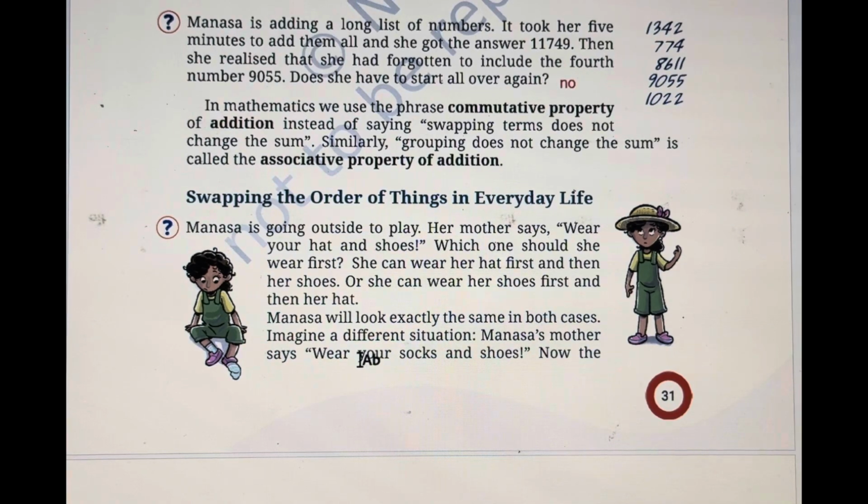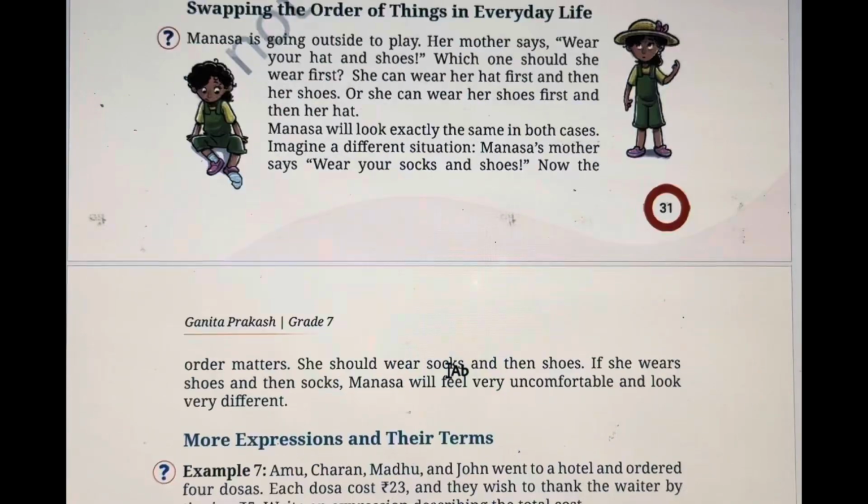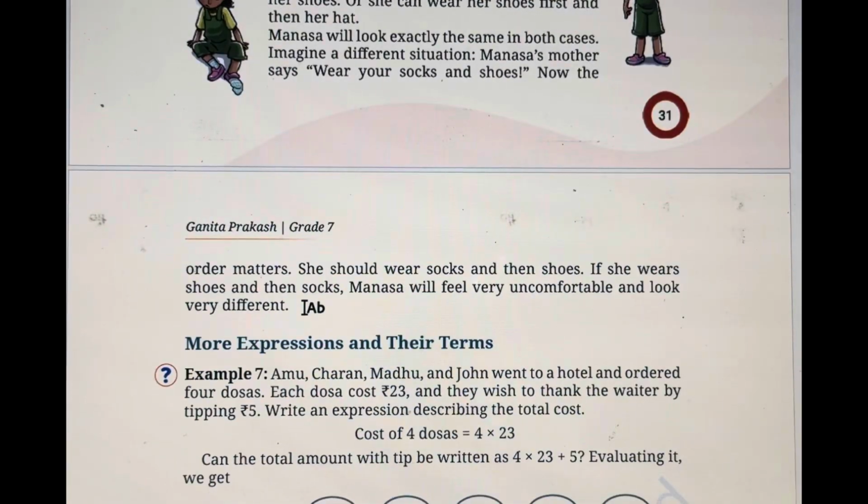Fine. Now let us see a different situation. Now mother says, wear your socks and shoes. Now the order matters. You cannot wear shoes first. First you need to wear socks and then shoes. If she changes the order here, she will be uncomfortable and look different. So this is a real life example of the properties which we learned just now.